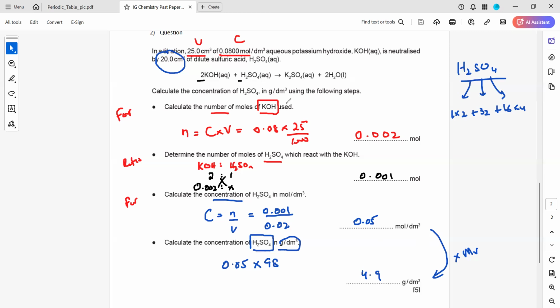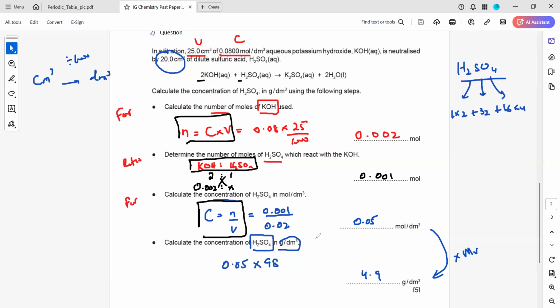And volume always, look, you see volume is 25 cm cube, but whenever you use a formula, volume should be in dm cube. And how to convert cm cube into dm cube? Dividing by 1000. So it's always the case. So first we use a formula, moles is concentration times volume, then we use a ratio between potassium hydroxide and sulfuric acid. Then again we use a formula, and to convert the mole per dm cube to gram per dm cube, multiply by the molar mass.